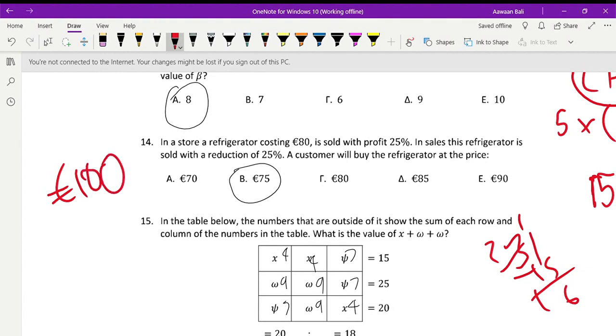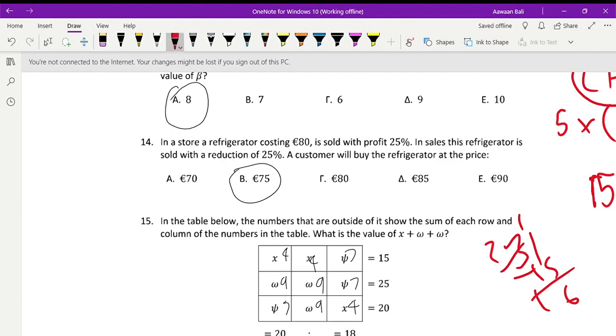Now it says this is sold with a reduction of 25%, but it won't be 80 again. It's different. When you're doing this 25%, it's divided by 4. 100 divided by 4 is 25. Now basically €100 minus €25 is €75. So therefore your answer is beta. Easy, right? However, there is a better way to do this.